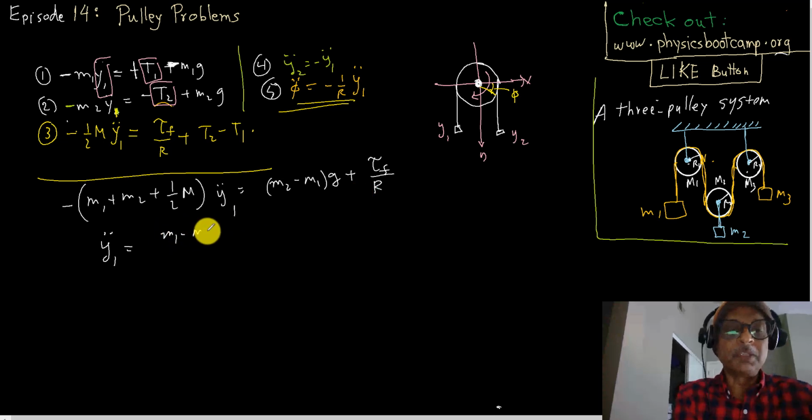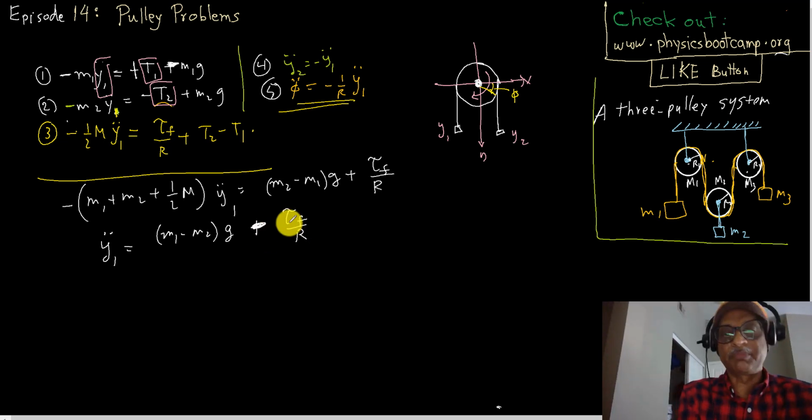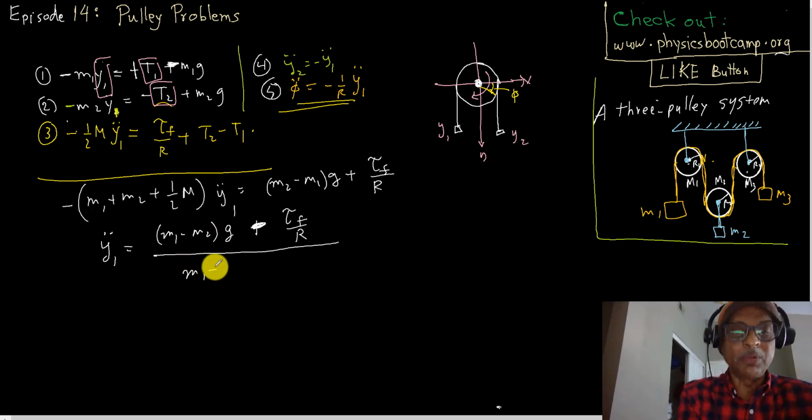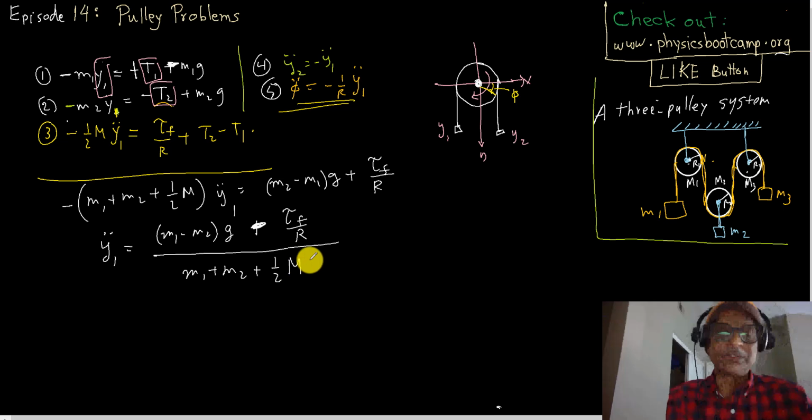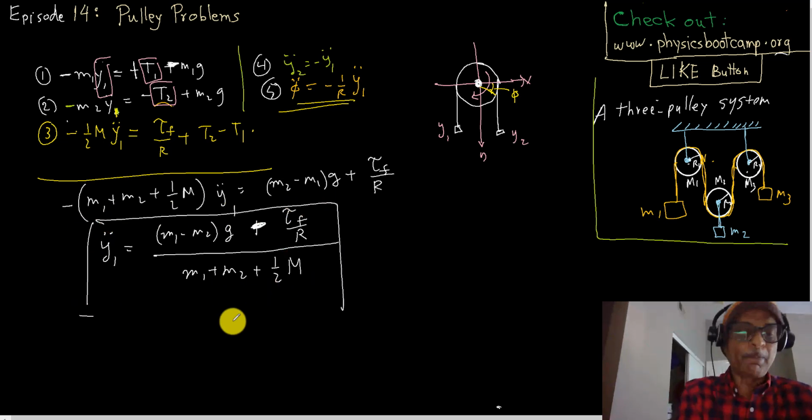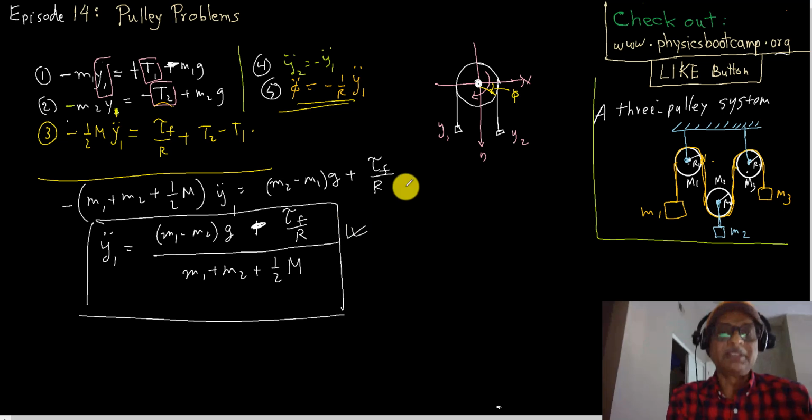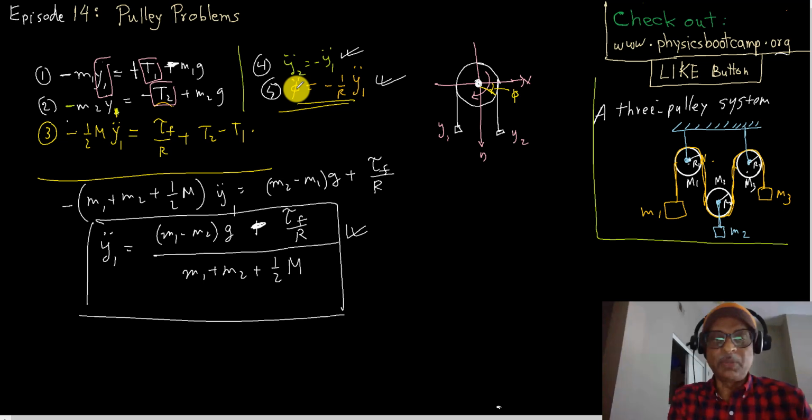This is m1 minus m2 g minus this average frictional force, so to say, divided by the entire thing, m1 plus m2 plus half m. Interestingly, because of rotation of the disk, this is where the half comes from. Now this solves the problem, right? So I have y1, then y2, and then I can get the angular acceleration as well.